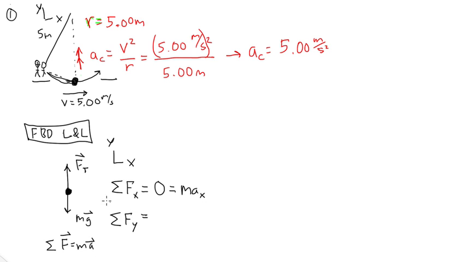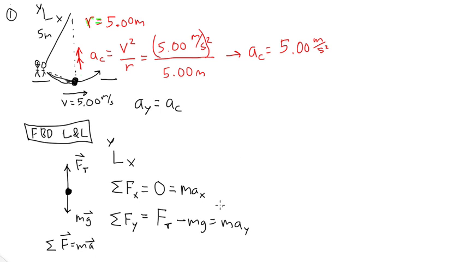Now, this, of course, is a little more involved because there is a force in the Y direction, which is tension, and there is another force in the Y direction, which is gravity. And that's going to equal our mass times our Y component of acceleration. And so now the question is, what is that Y component of acceleration? Well, as they go through this circular swing, they're accelerating upwards towards the center of the circle. So acceleration in the Y direction is equal to their centripetal acceleration, and that was 5 meters per second squared.